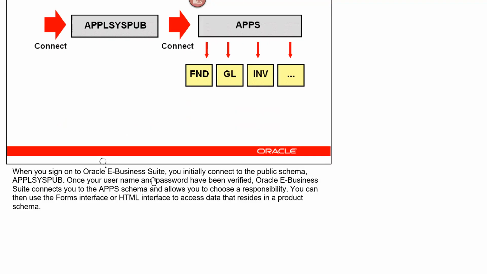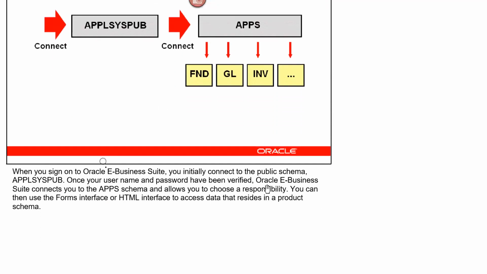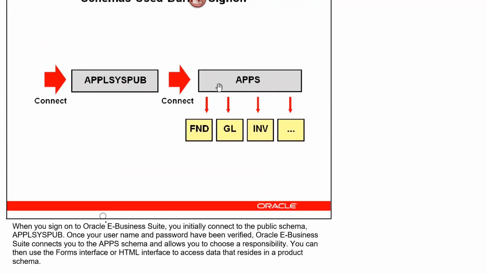When you sign on to Oracle E-Business, you are initially connected to the public schema. Once your username and password have been verified, Oracle E-Business connects to the APPS schema and allows you to choose a responsibility. So once you're there, you choose a responsibility. You can then use the Forms interface or HTML interface to access the data.